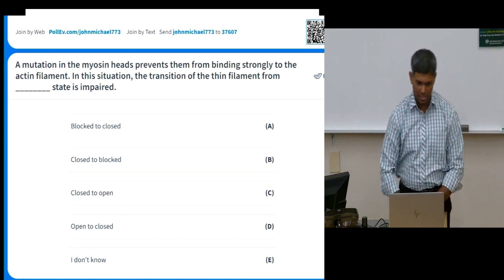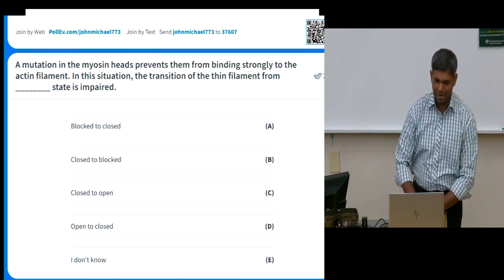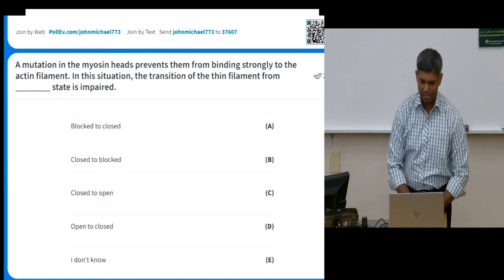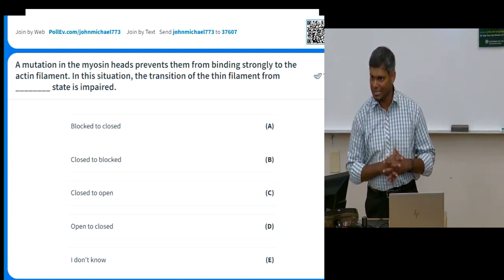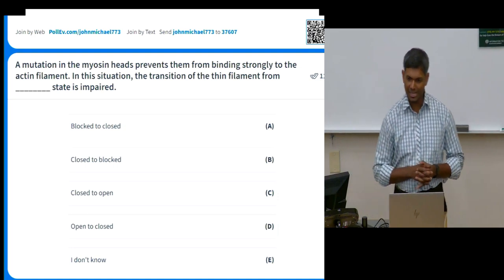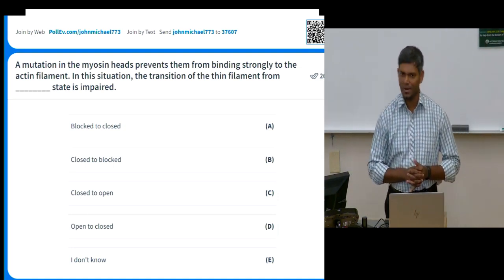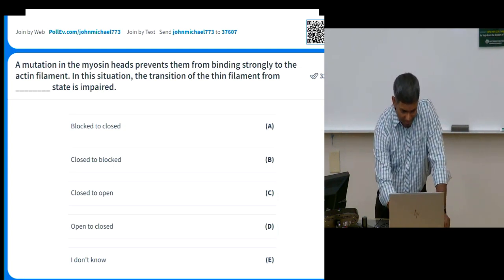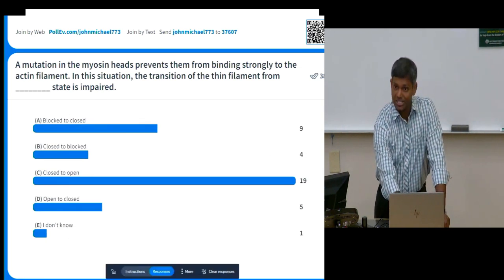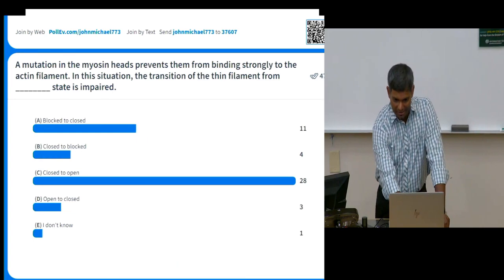A mutation in the myosin heads prevents them from binding strongly to actin. In this situation, the transition of the thin filament from blank state is impaired. So if myosin can't strongly bind with actin, what is impaired? Should be straightforward, guys. Option C is right, closed to open state is affected.